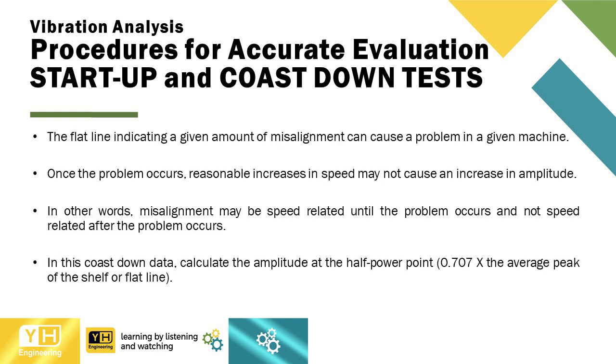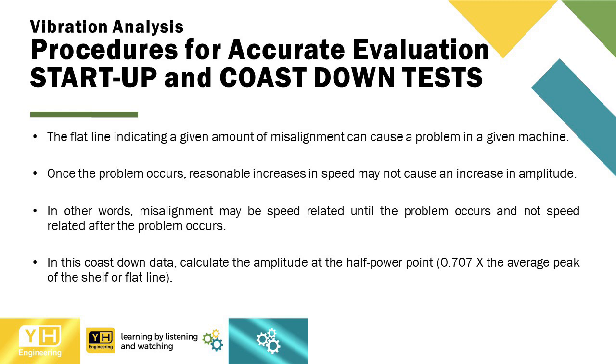The flat line indicating a given amount of misalignment can cause a problem in a given machine. Once the problem occurs, reasonable increases in speed may not cause an increase in amplitude. In other words, misalignment may be speed-related until the problem occurs and not speed-related after the problem occurs.